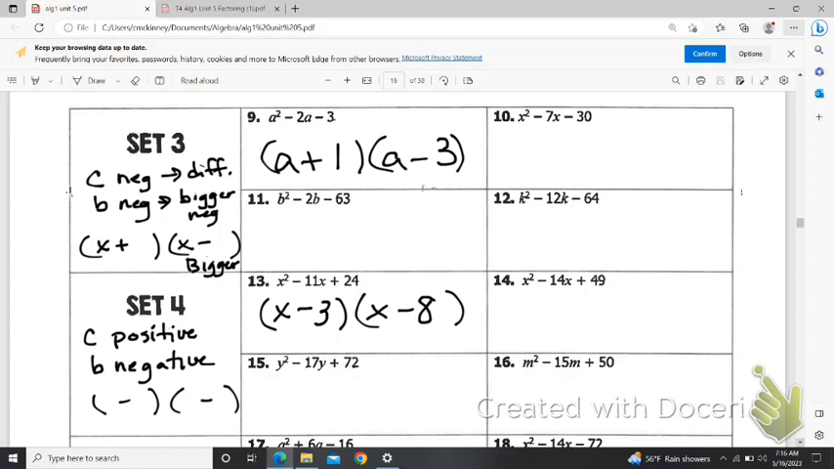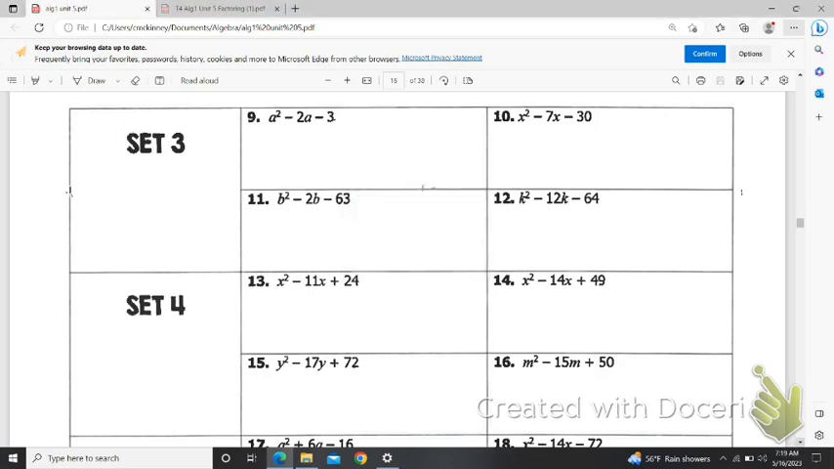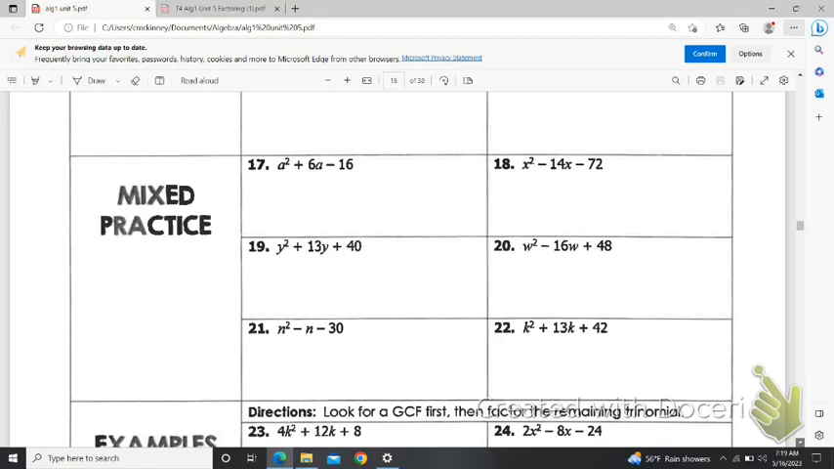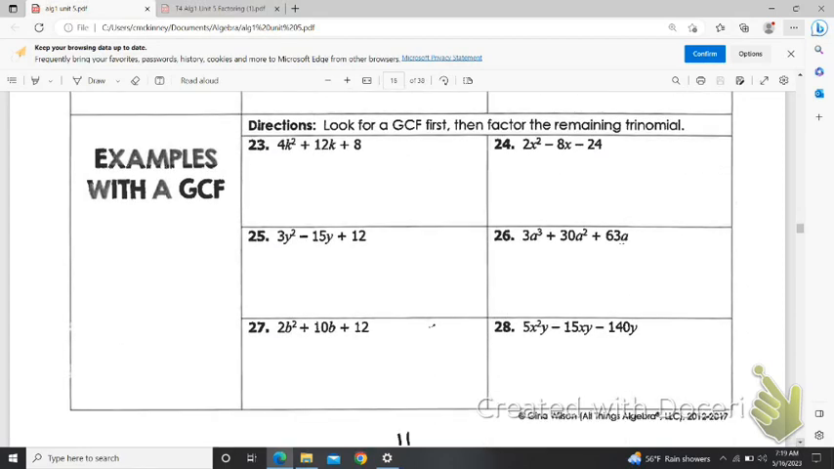And then in the next section, they are mixed up, all right? They're mixed up. And so you have to pay attention. I know that's hard, right? You have to pay attention. This is mixed practice. And then this last part, I'll give you some examples here. We did not do this on the other sheet. Notice it says look for a GCF first, then factor.